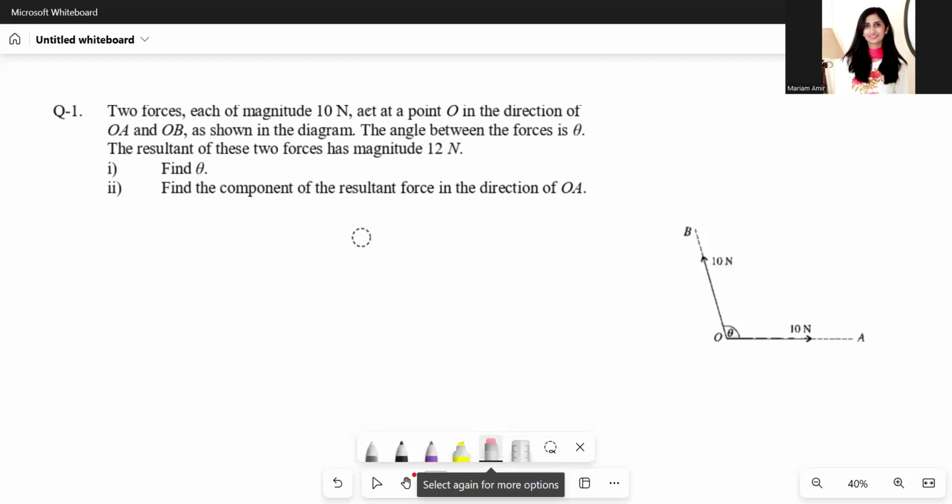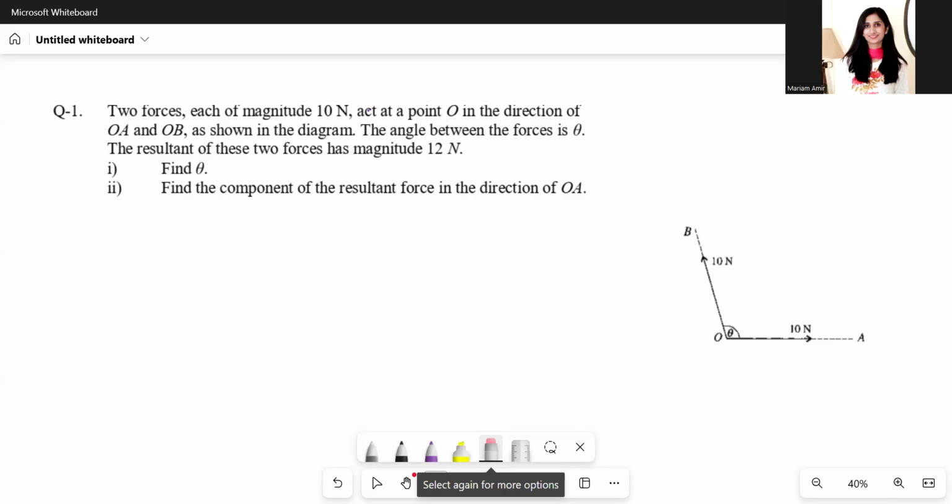Number one, worksheet: force as vector quantity. Two forces, each of magnitude 10 Newton, act at a point O in the direction of OA and OB, as shown in the diagram. The angle between the forces is theta. The resultant of these forces has magnitude 12 Newton.